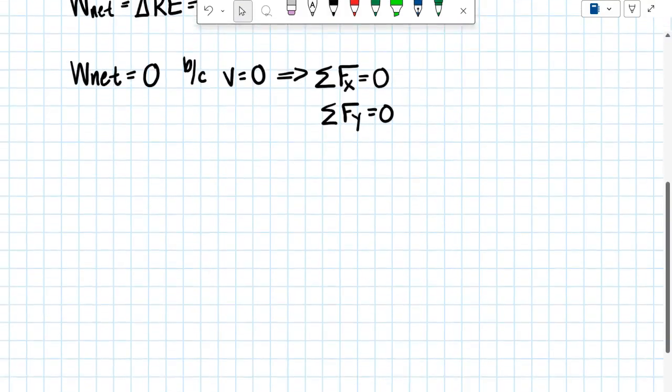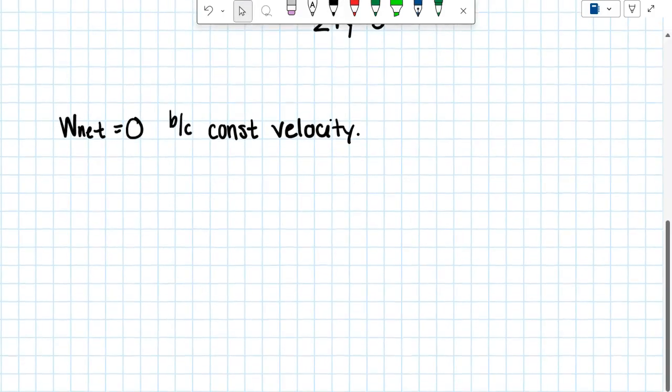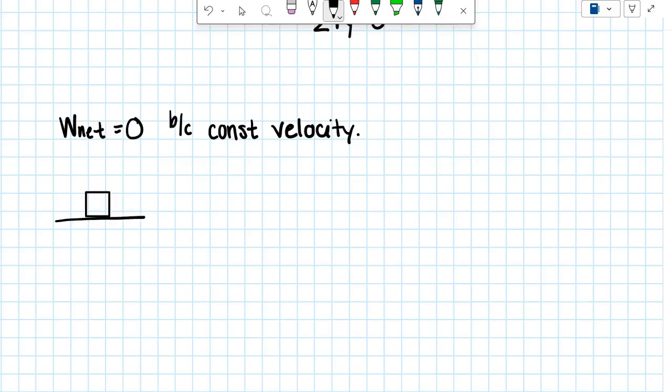Now there is another situation where we can have a net work of zero, and that can be because we are at a constant velocity. So let's think of a particular scenario. Okay? So let's say we have a box, right? And I have some sort of applied force, and that is traveling at a constant velocity. Now we already know if something is traveling at a constant velocity, there is likely some other force balancing that, friction force specifically, causing there to be no net work done.